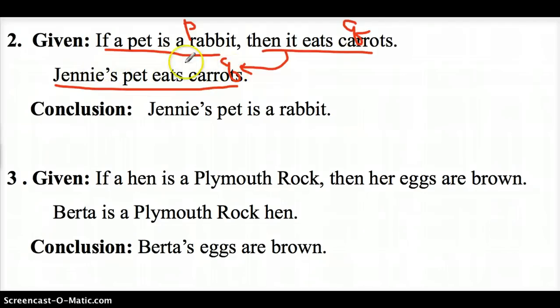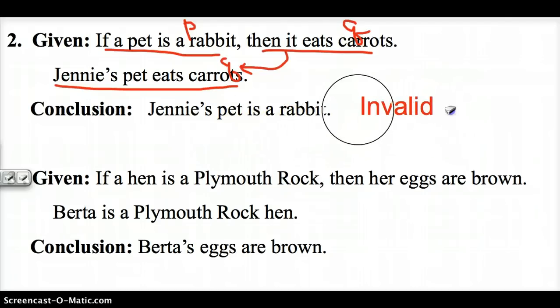Q is happening here. It's supposed to be PQ, PQ, and I don't have that pattern. I have P, Q, Q. So this would be an invalid statement, an invalid conclusion.